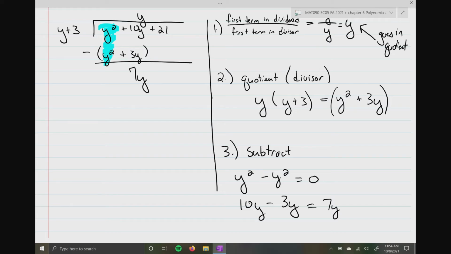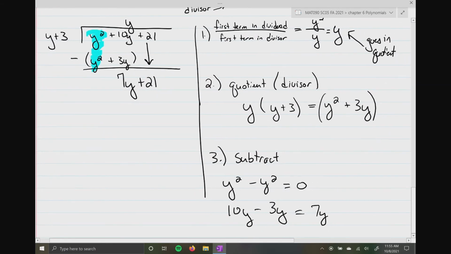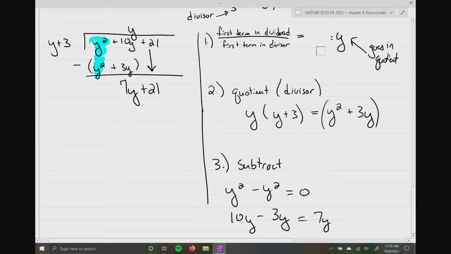So once you do that, you drop down your next term. Does that make sense? Now, the process repeats all over again. This 7y plus 21 is your new dividend. In other words, watch what I do. All eyeballs up on the screen. Here's what I'm going to do. I erase this. I erase all of this. And I erase all of this.